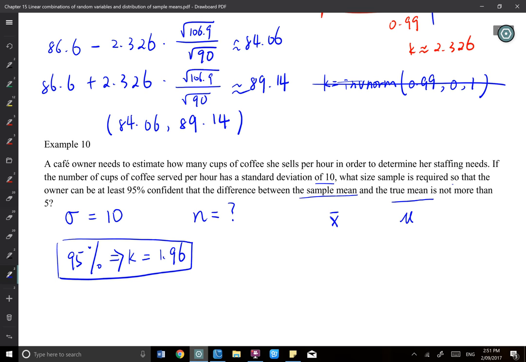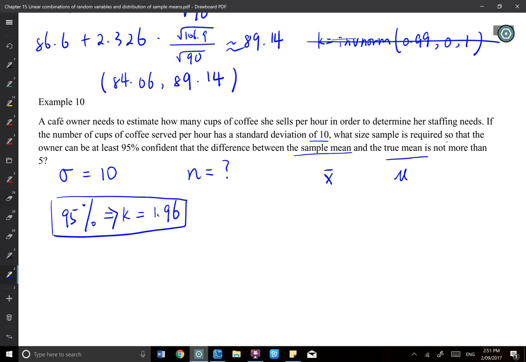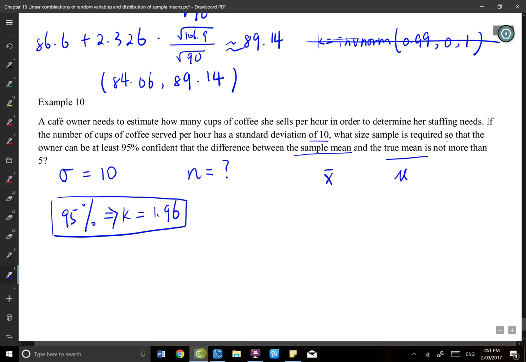Let's think about your X bar. Not more than 5, right? So think about your X bar, your sample mean. I don't know the sample mean yet. I will find out the sample mean. I will find the sample mean to help me find out the true mean. And then, what's the most left-hand side value? Not minus 5. It's minus k times the square root. Like that, right? That's the most left-hand side. That should be symmetrical.